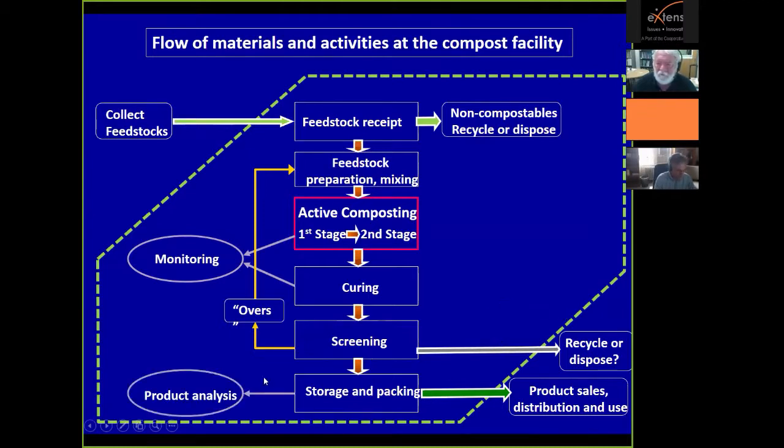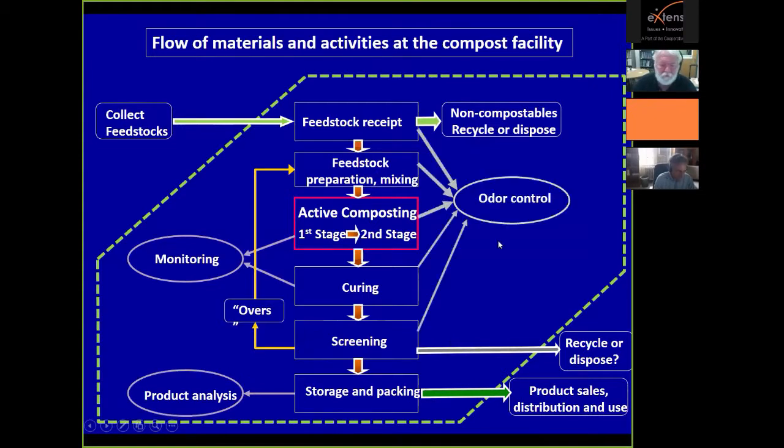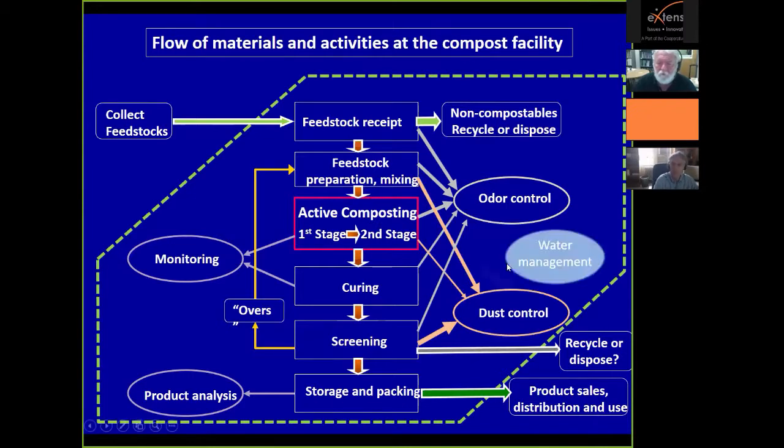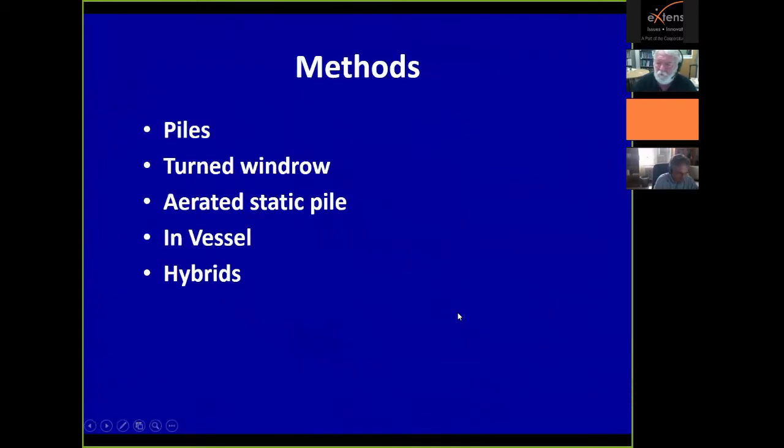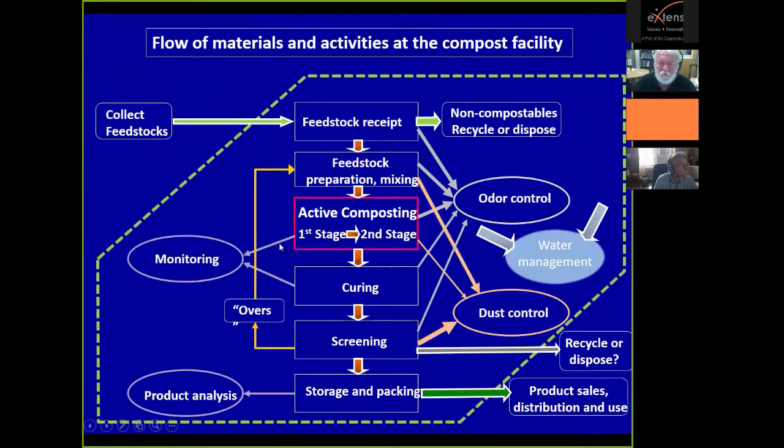Monitoring the performance of this manufacturing process is critical to good performance. And we have analyses of product. We have odor control systems for those portions of the manufacturing process that can produce odor problems. And we have dust control for other parts of the process. And equally importantly, we now have water management for stormwater runoff from our manufacturing facility. So these are all the various steps we go through to make product. We're going to concentrate on this part here, the active composting process.